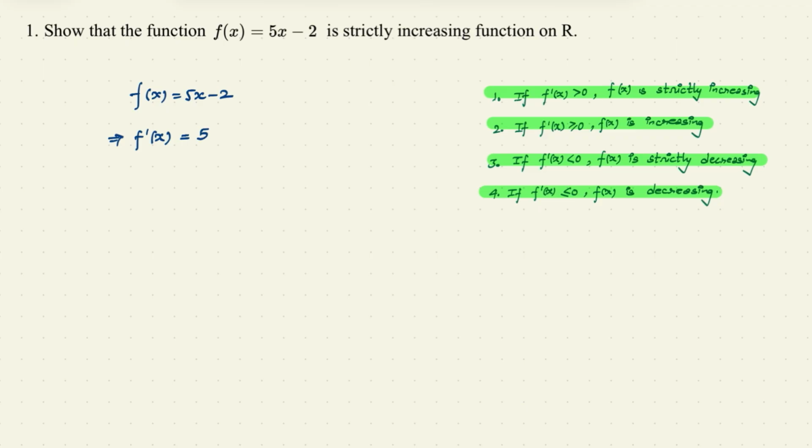Now since we have got the value of f dash x as 5, and we know that 5 is greater than 0, that means the value of f dash x is greater than 0. And we know that if f dash x is greater than 0, then we can say that the function f of x is strictly increasing on the real numbers R.